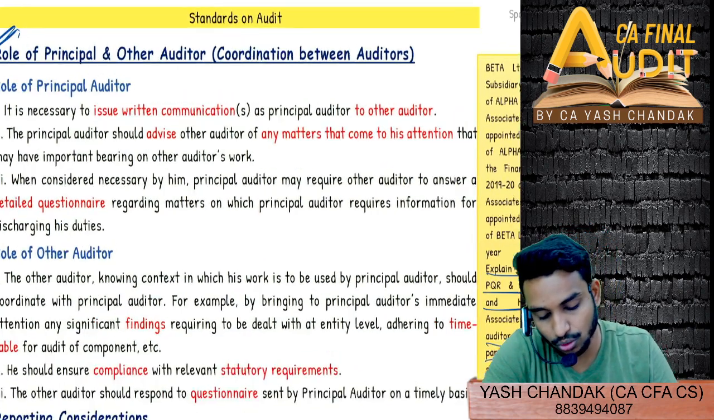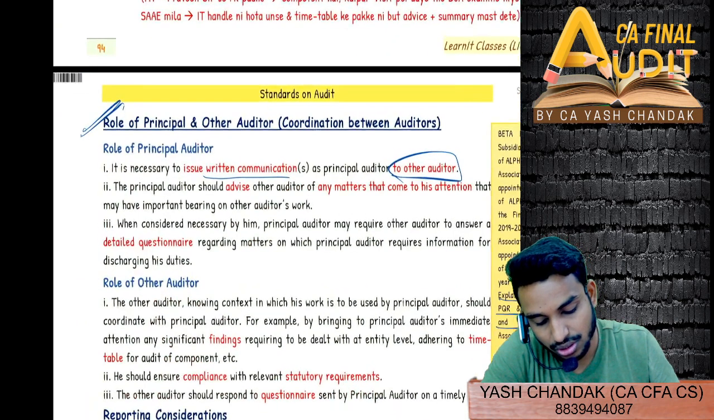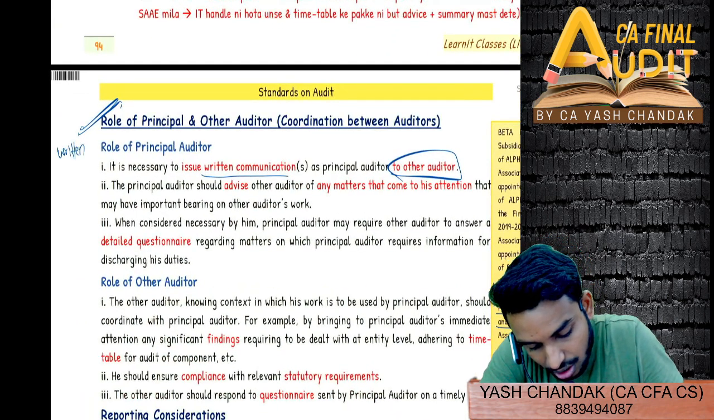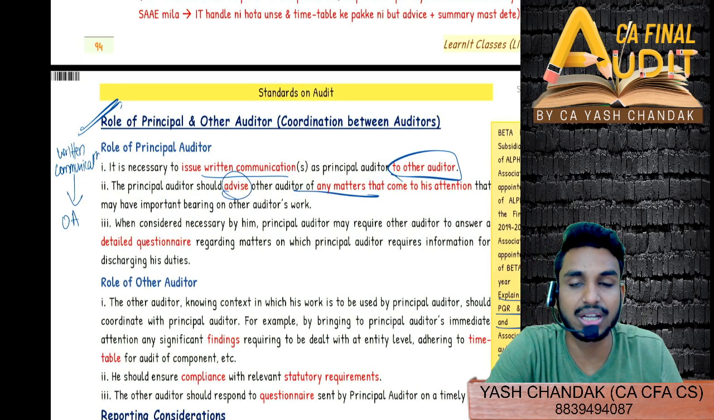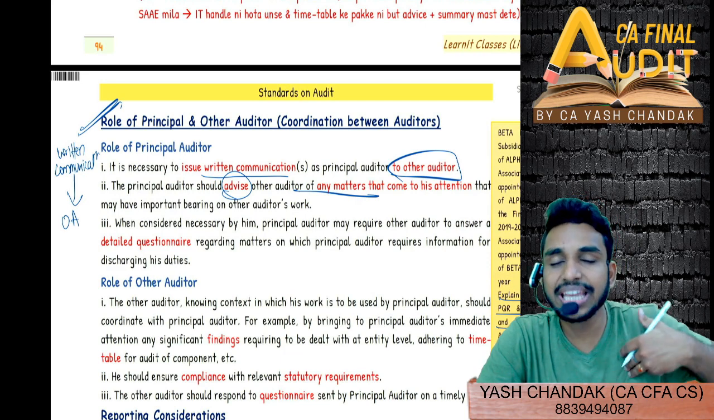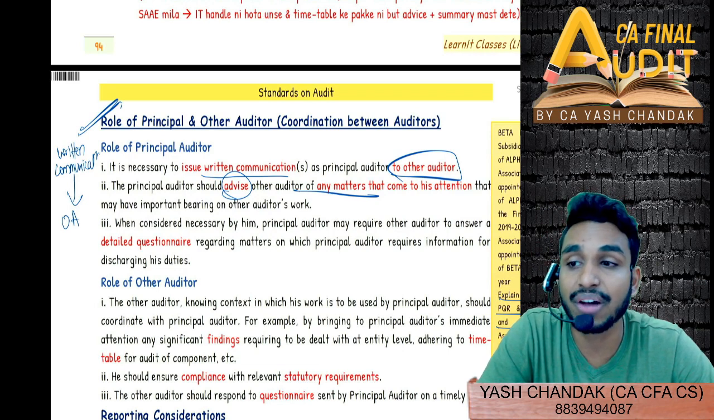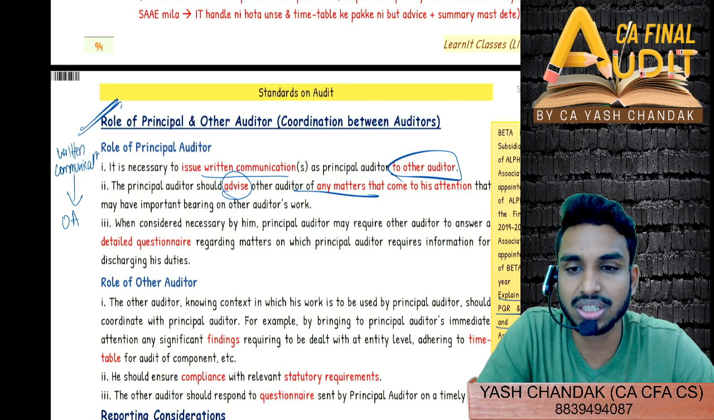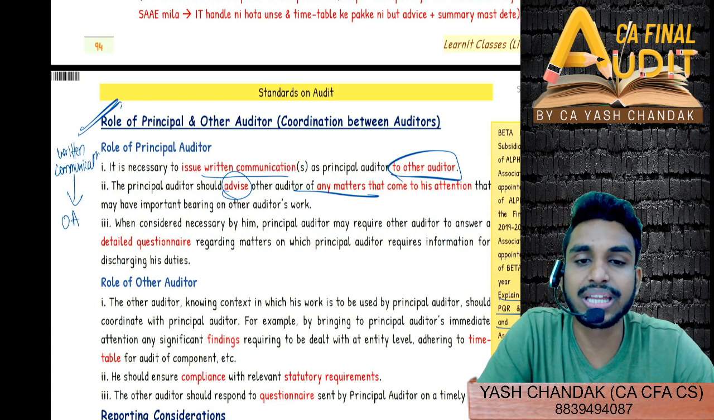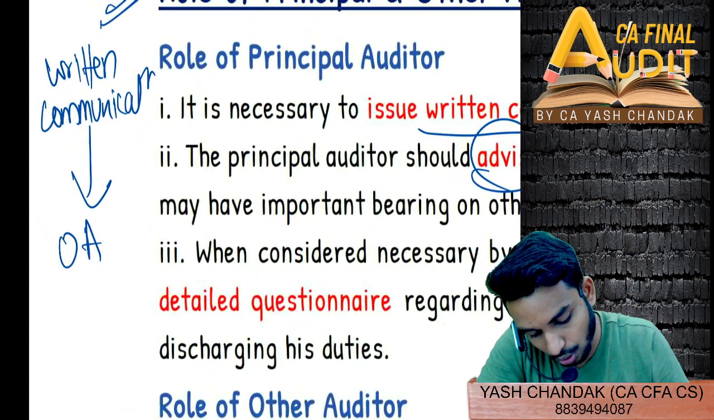So we have to state the roles. What is the role of the principal auditor? He will have to issue written communication to other auditor, right? He will advise on any matters that come to his attention that we think will be important in other components as well. So other auditors' work can also benefit from that important advice. Therefore, we will advise the other auditor regarding any matter that comes to our attention. And also, when considered necessary, the principal auditor can require the other auditor to answer a detailed questionnaire as well. So we'll give a written communication to the other auditor.